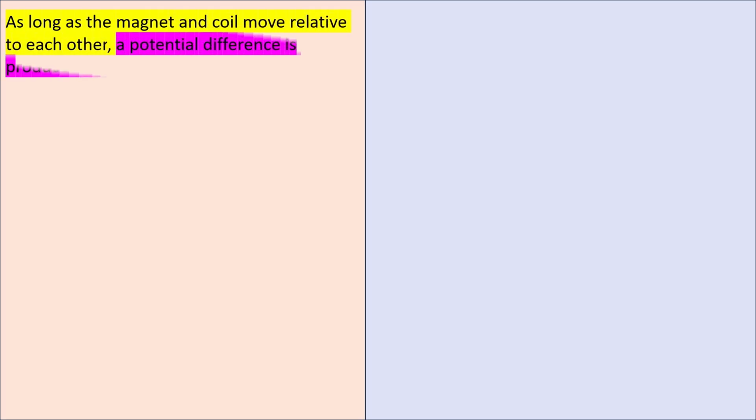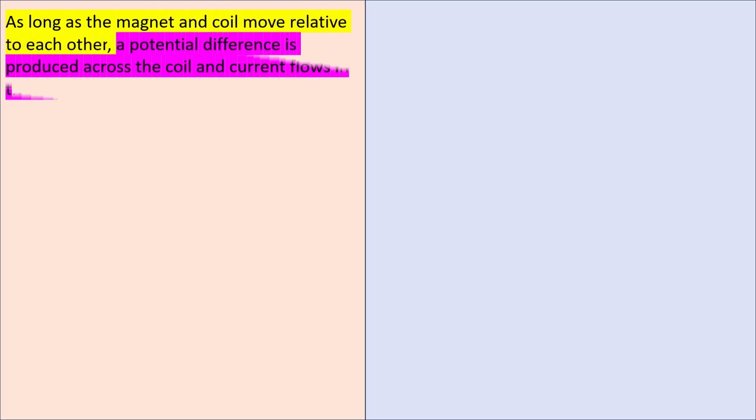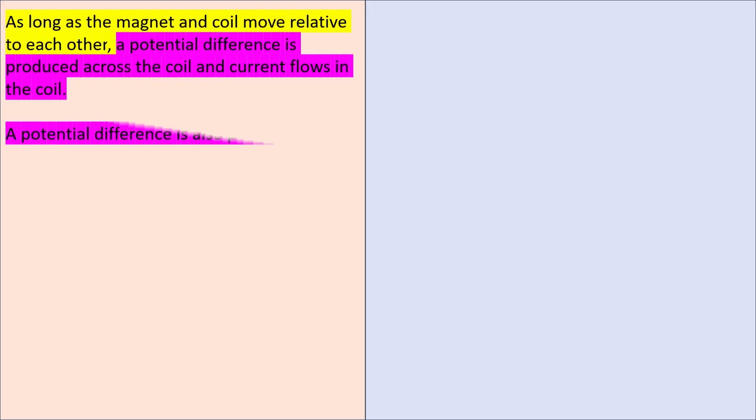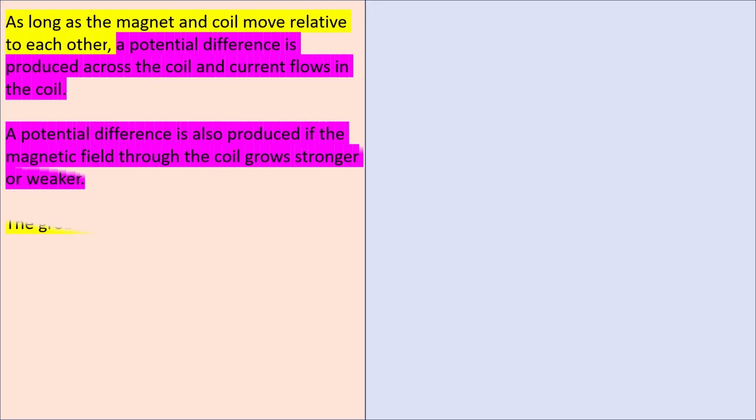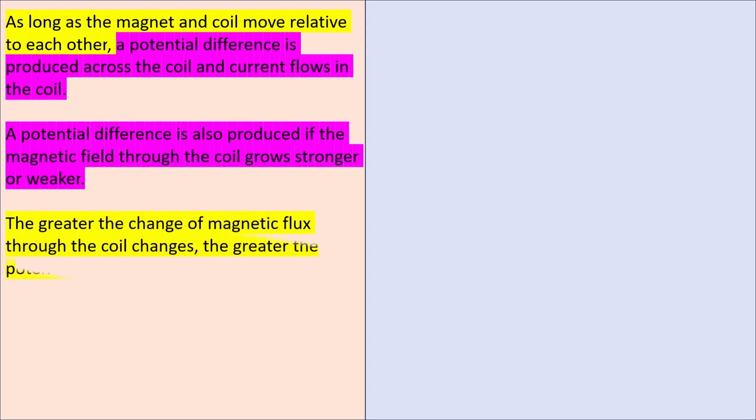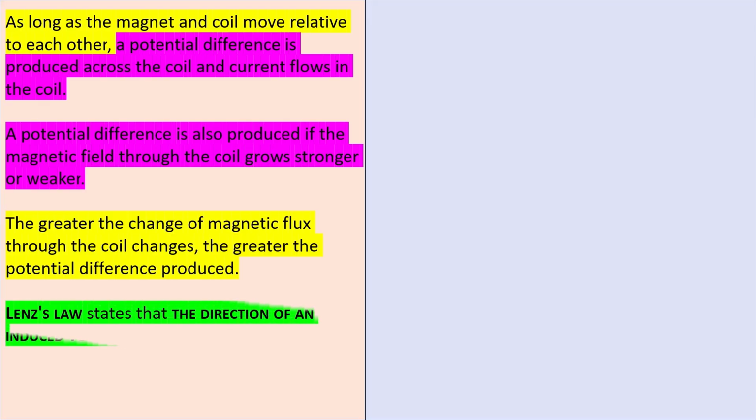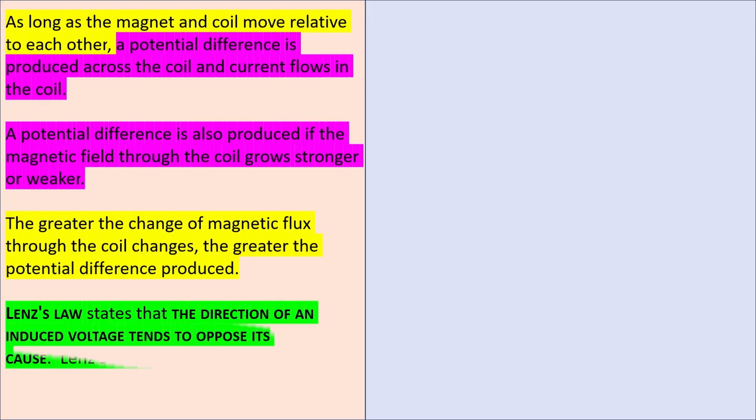As long as the magnet and coil move relative to each other, a potential difference is produced across the coil, and current flows in the coil. A potential difference is also produced if the magnetic field through the coil grows stronger or weaker. The greater the change of magnetic flux through the coil, the greater the potential difference produced.